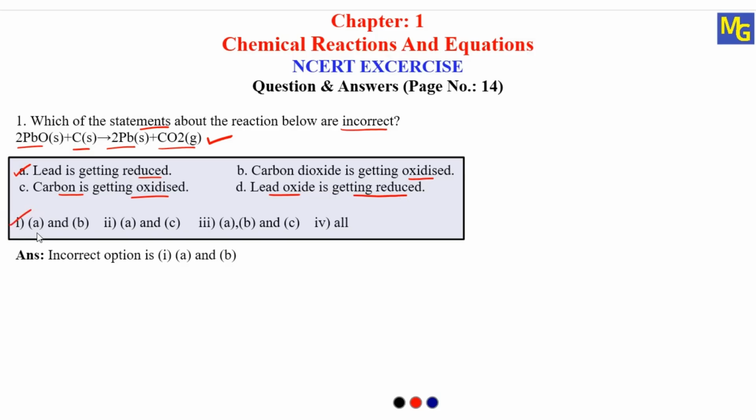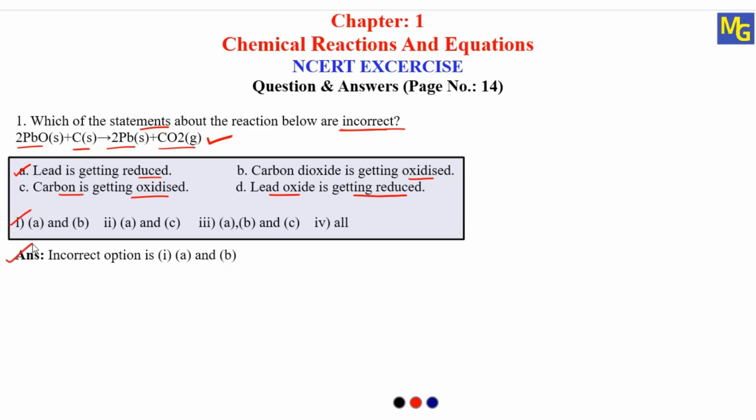Option A means A and B both are incorrect. Option B is A and C, meaning A and C both are incorrect. Option C is A, B, C, all 3 statements are incorrect. And option D is all, meaning all are incorrect. What do you mean by incorrect? Incorrect means which is not correct.